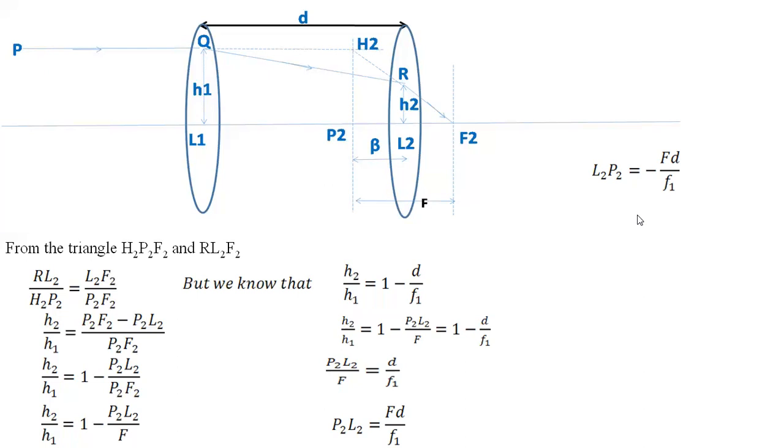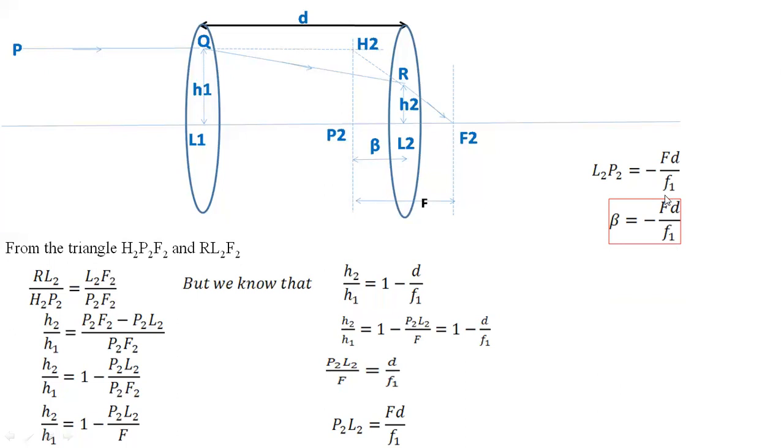In the previous derivation, what happened? P1 is on the right side, therefore you get a positive value. Therefore L2 P2 is equal to beta. Therefore this is the value of beta. Beta is equal to minus capital FD divided by F1.